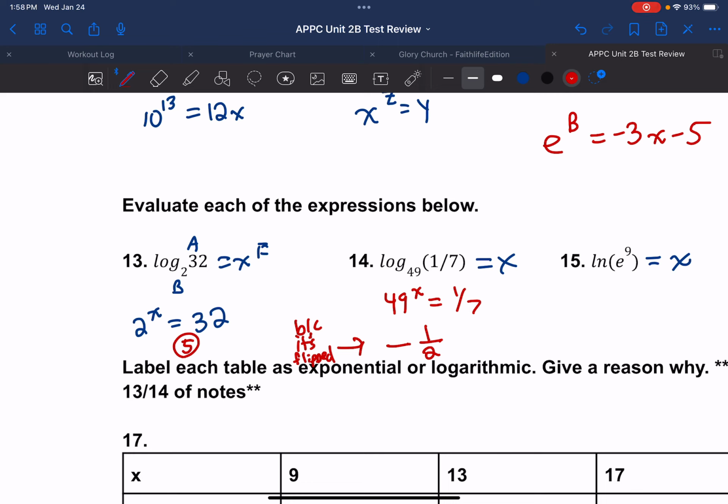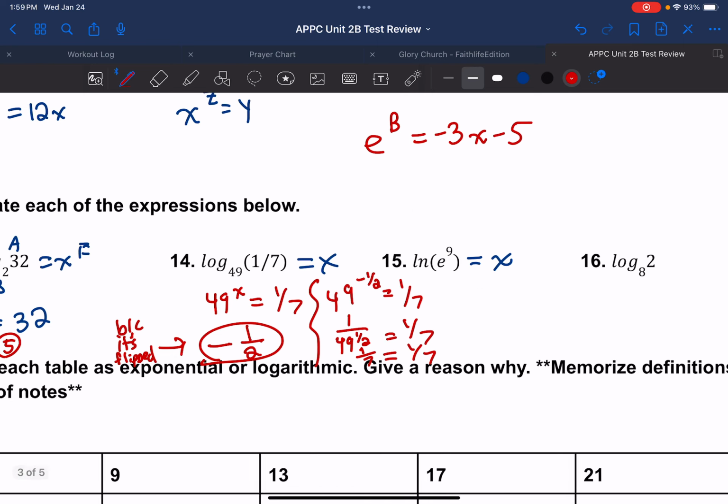Okay, so let's go piece by piece. Let's plug it back in and make that make sense. So 49 to the negative 1/2 equals 1/7. So I can rewrite the negative by flipping it. So 1 over 49 to the 1/2 equals 1/7. And remember, taking something to the 1/2 power is the same thing as doing the square root. So basically, I'm saying the square root of 49 is 7, and that works out.